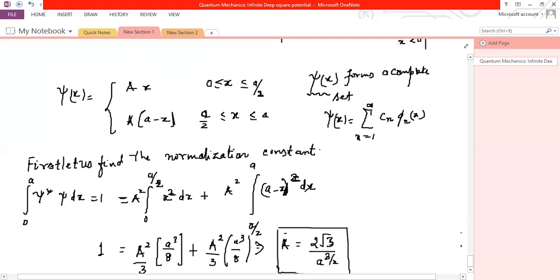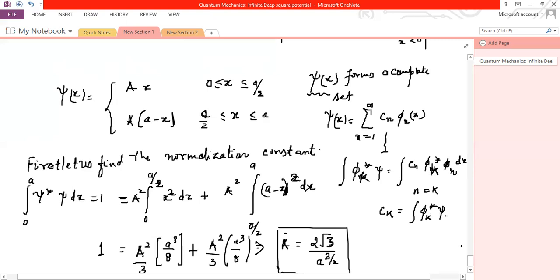Okay. Now, in order to know this psi n, what was the trick? The trick was to multiply on both sides by phi n star and then integrate. And I know that this integral would come non-vanishing only if n is equal to k. And so ck will be equal to nothing but integral phi k star psi x dx. So this is how you do.